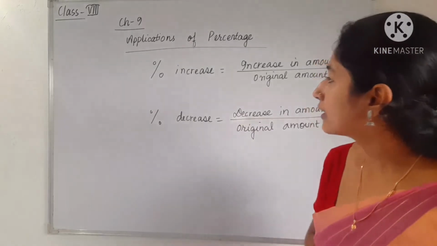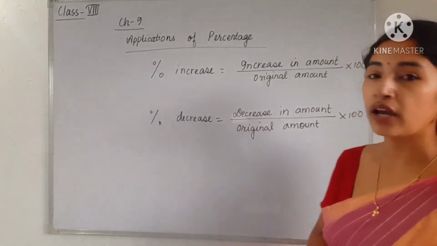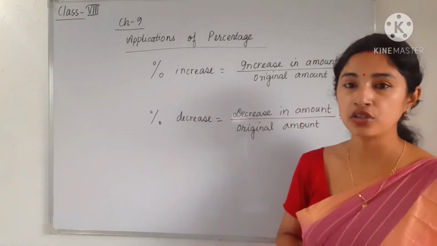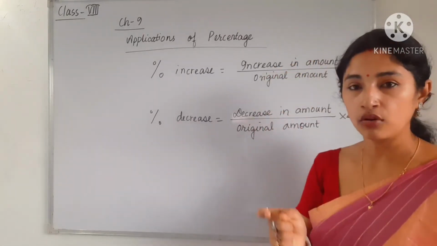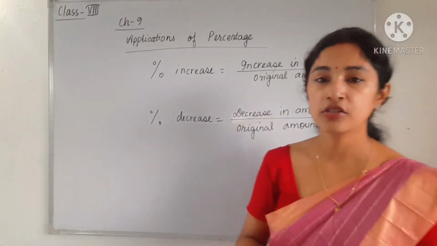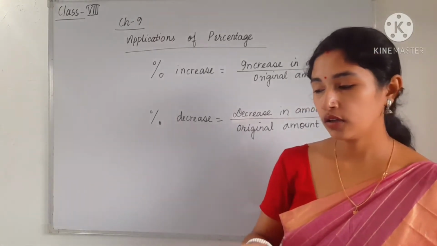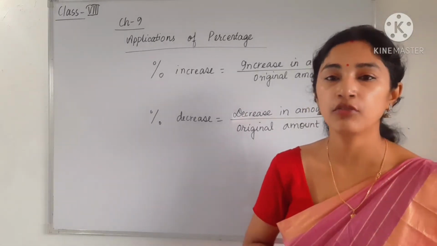Similarly here percentage increase will be what? Increase in amount by original amount. So in denominator we have to write every time the original amount, and increase in amount, that will be the change in amount. For example, suppose bus fare before was rupees 100, now it is rupees 150.